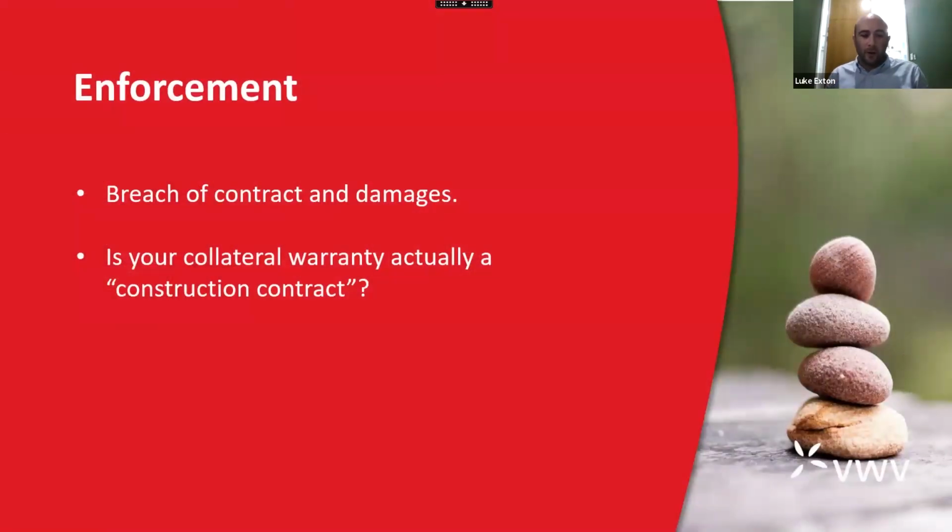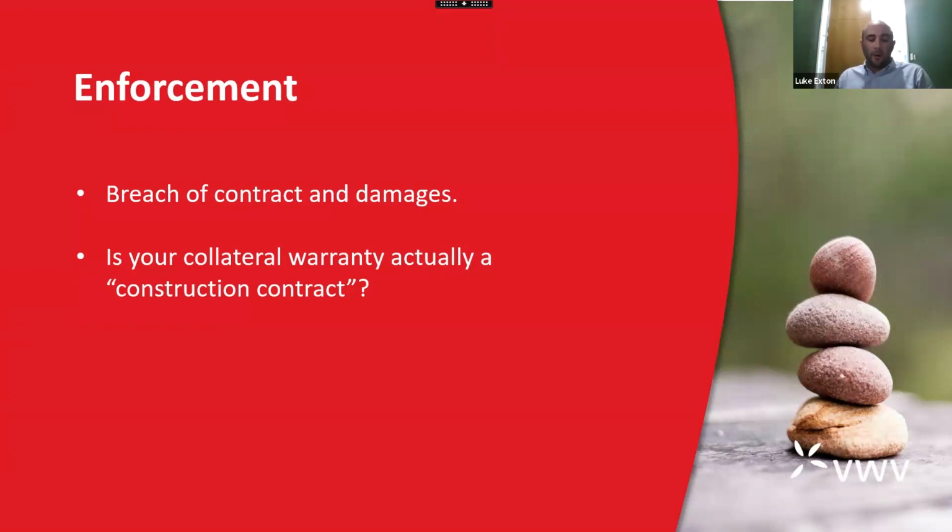So enforcement, I wanted to touch very briefly on this. How do you use a collateral warranty? Well, it's a legal contract, and therefore if defects or failures emerge in the building or the works, then it provides you with a route to claim against the warrantor for breach of contract and to claim damages. An important point to note is that to bring a successful claim, the failure or defect must have caused you to incur or suffer a loss.